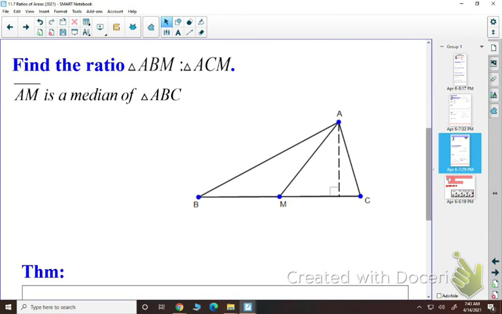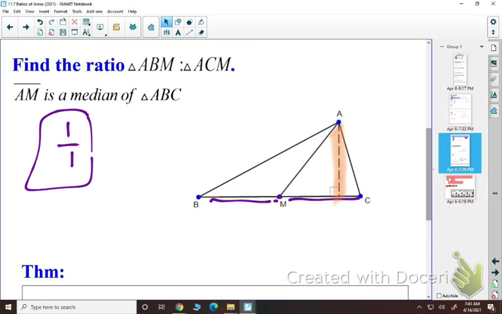Okay, so if I look at the second one, it says find the ratio of triangle ABM to triangle ACM. And it says that AM is a median of triangle ABC. So remember, a median hits it at the midpoint. So that means these two segments here that I just traced in purple are congruent. So since they have the same height, the height of both triangles is this orange segment here, the ratio of their areas is just the ratio of the bases. Well, since BM and MC are congruent, that is just a 1-to-1 ratio.